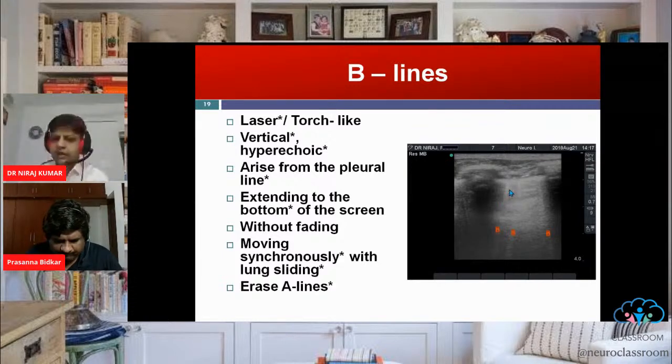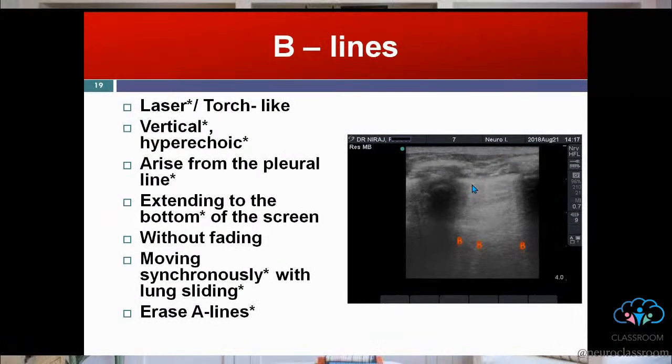Okay, again, I am repeating. B line is a laser-like or torch-like appearance. They are vertical, hyperechoic. They start from the pleura going to the bottom of the screen and they erase these A lines and they move synchronously with the respiration.